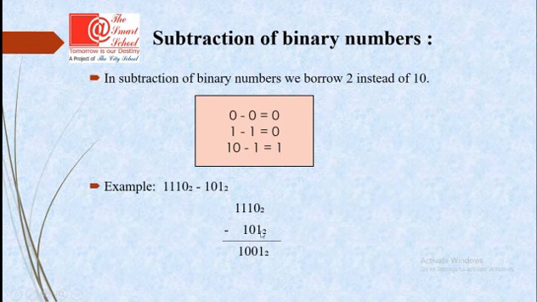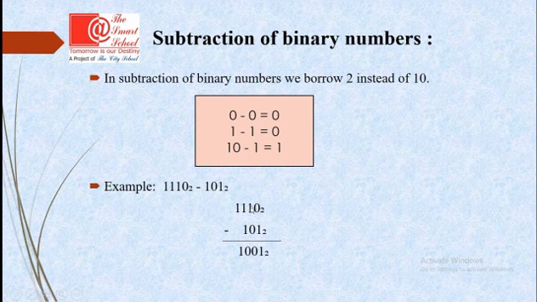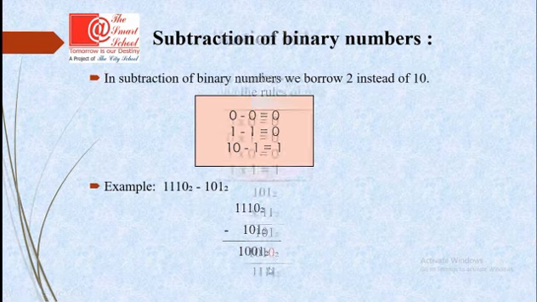So 0 minus 1, obviously we can't subtract 1 from 0, so we have to borrow. And when we borrow from here, it will be 2 here. So 2 minus 1 is 1. Because it gave 1 as borrow, it will remain 0 now. 0 minus 0 is 0. 1 minus 1 is 0, and 1 will come as it is. So 1001 base 2 is the answer.